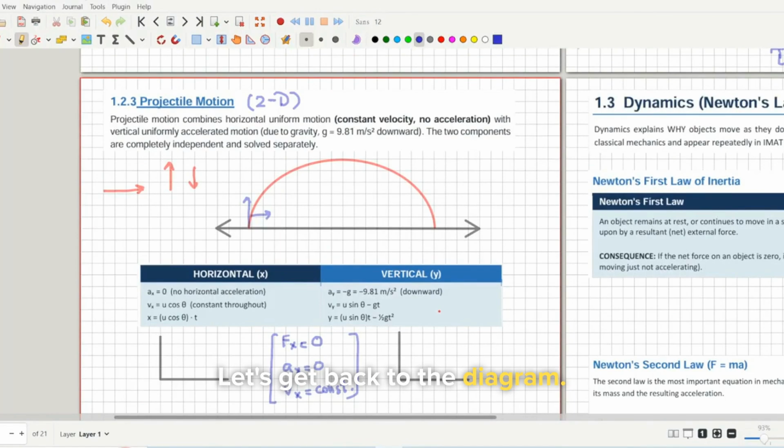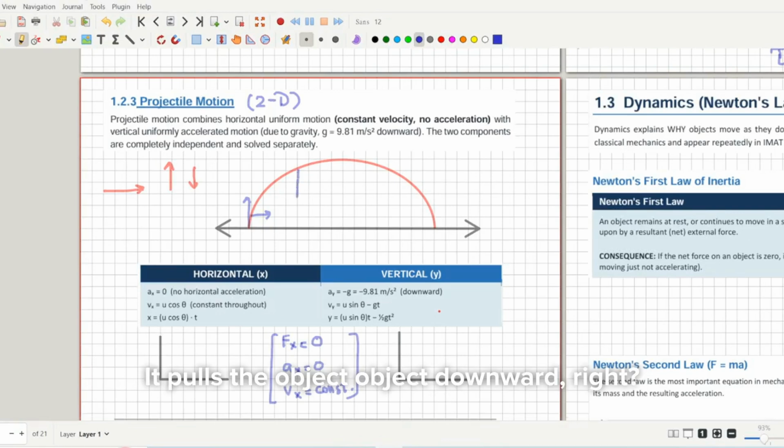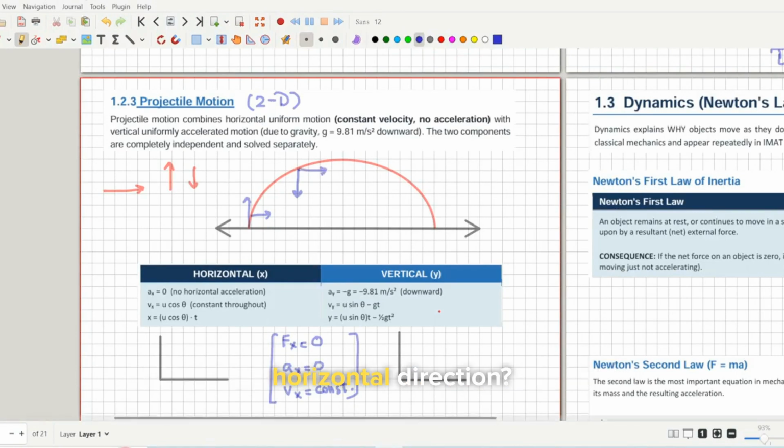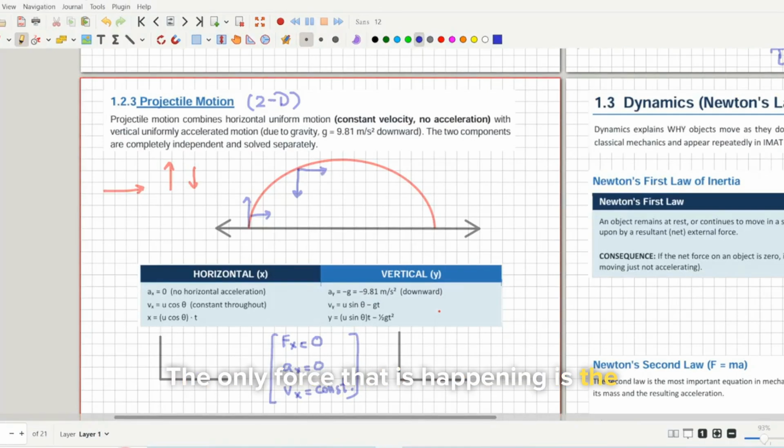Let's get back to the diagram. As you can see, the only force on this motion is the force of gravity. So where does gravity pull the object? It pulls the object downward, right? What is the force happening in the horizontal direction? There is no force at all, right? The only force is the weight of the object pulling it downward. So that's why in the horizontal direction the force is 0.